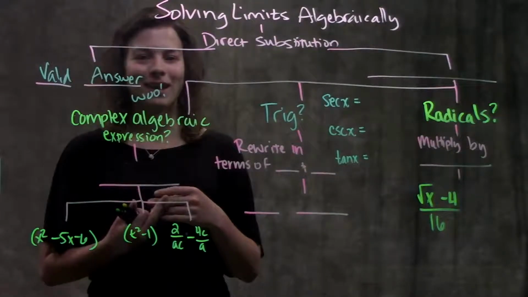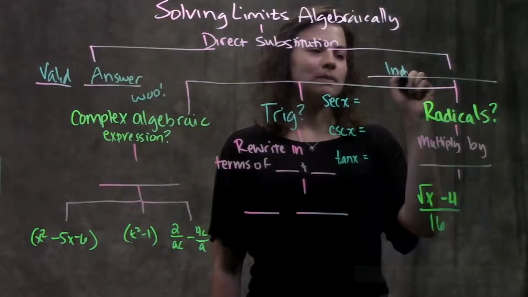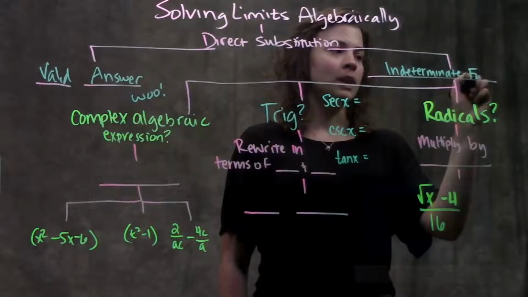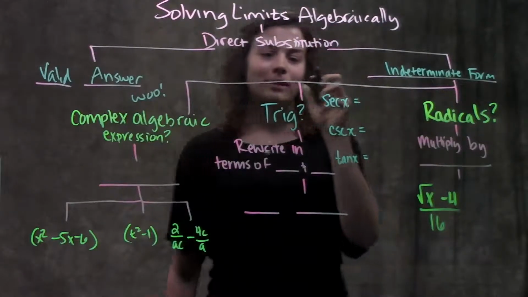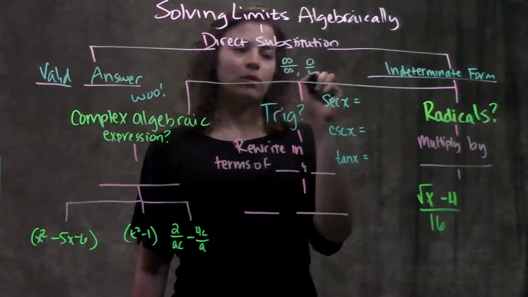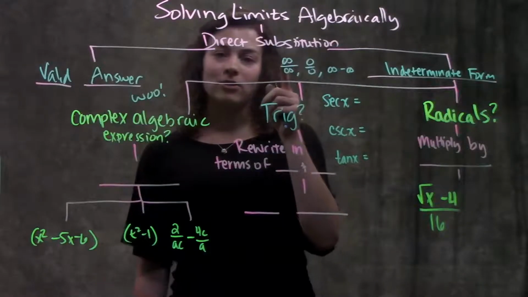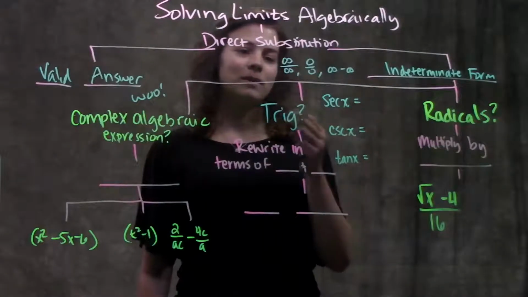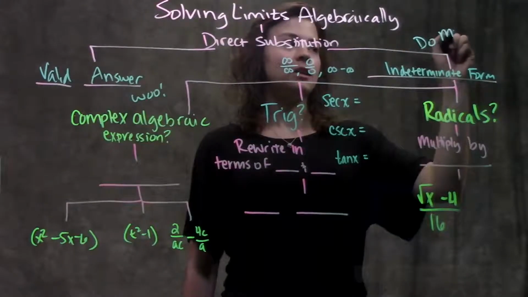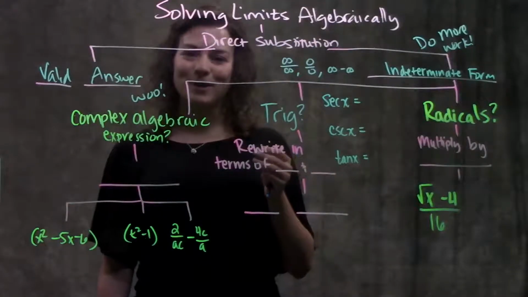But what's much more likely to happen is that we plug in our point of interest into our function and we get something called an indeterminate form. An indeterminate form is not a valid answer, it's illegal. It's either something like infinity over infinity, 0 over 0, or infinity minus infinity. If you get one of these values after you try direct substitution, that's indeterminate, not a valid answer, gross. That means that we need to do more work. Fun.